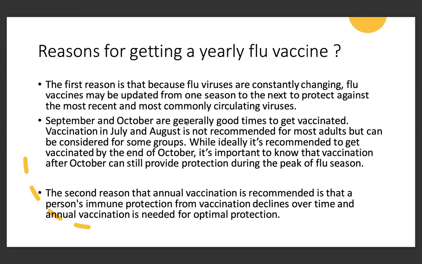September and October are generally good times to get vaccinated. Vaccination in July and August is not recommended for most adults but can be considered for some groups. While ideally it is recommended to get vaccinated by the end of October, it's important to know that vaccination after October can still provide protection during the peak of flu season.